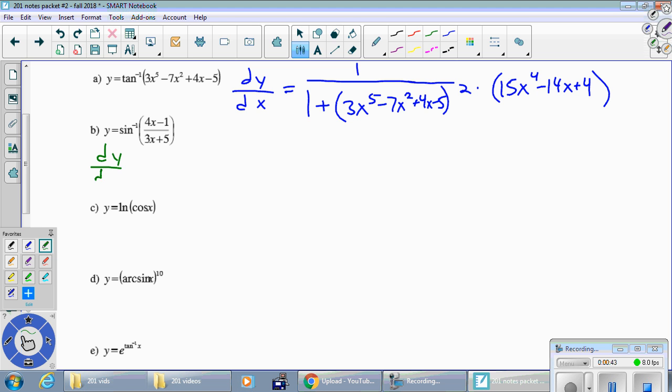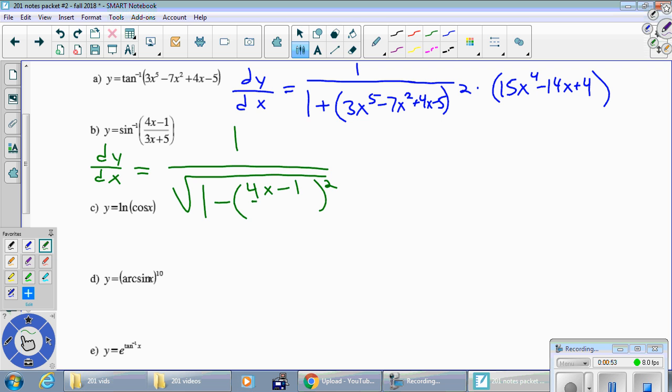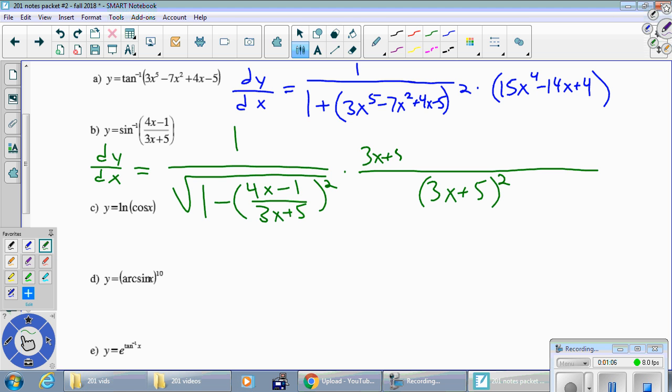Next one, dy/dx equals, okay, inverse sine becomes 1 over the square root of 1 minus the stuff squared. Stuff is the fraction in the parentheses. And then on the outside, times the derivative of the stuff. And that fraction requires a quotient rule. Bottom gets squared. Bottom times the derivative of the top minus the top times the derivative of the bottom.